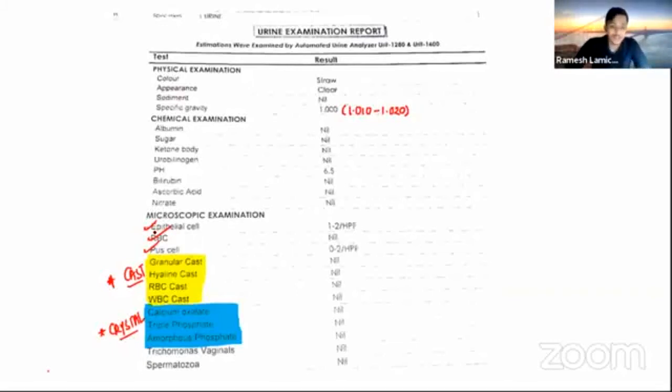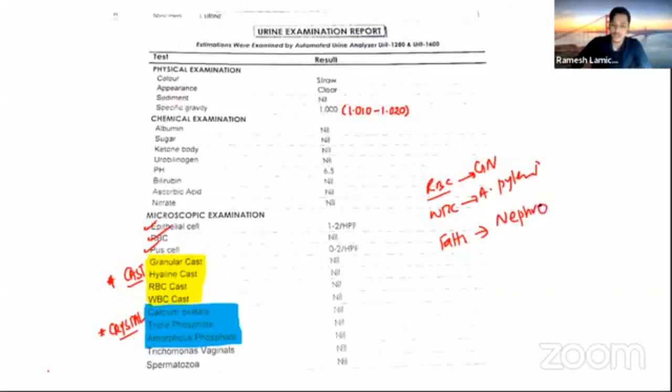And here is one important one. What are the casts you can see in the urine? So first is the RBC cast. RBC cast we can find in acute glomerulonephritis. WBC cast you can see in acute pyelonephritis. Another one is fatty cast. Fatty cast you can find whenever there is an increase in fat, as in nephrotic syndrome. Another is waxy cast.